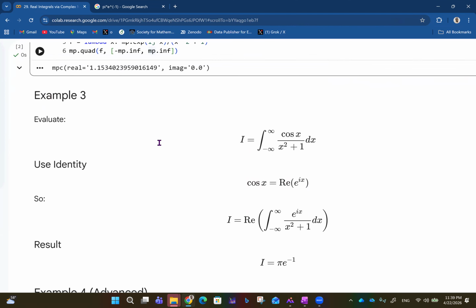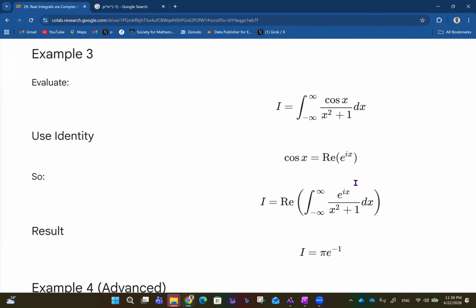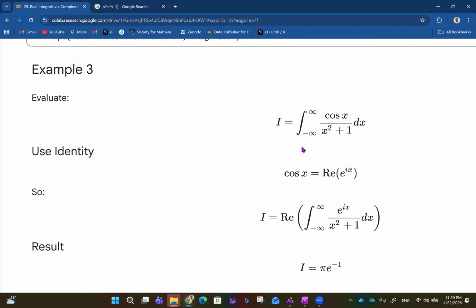Then we move on to example 3. For example 3 now, we have the integral from minus infinity to infinity of cos x over x squared plus 1 dx. If you use the identity, cos x is the real part of e raised power ix. Normally, e raised power ix is cos x plus i sine x. So if you have cos x here, we simply have the real part of e raised power ix, just like what we did before. So this is exactly the same expression as before.